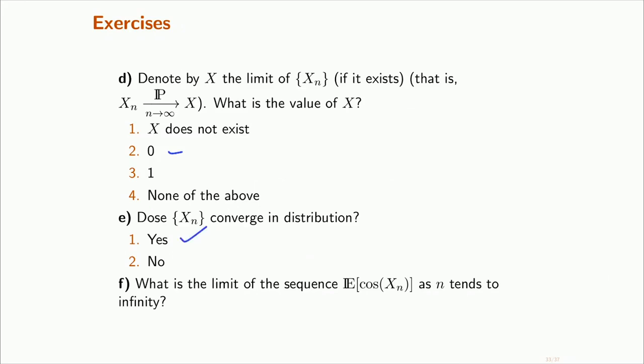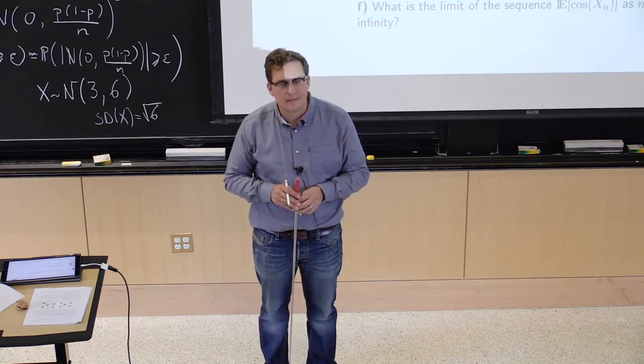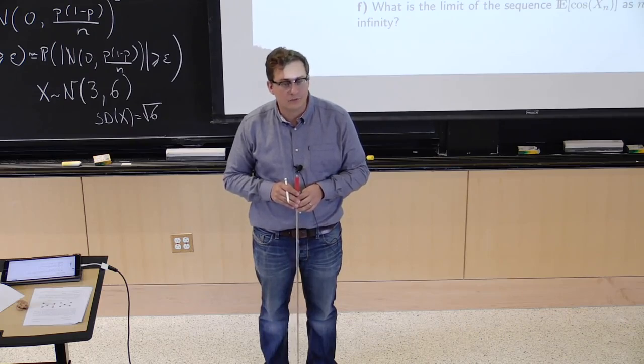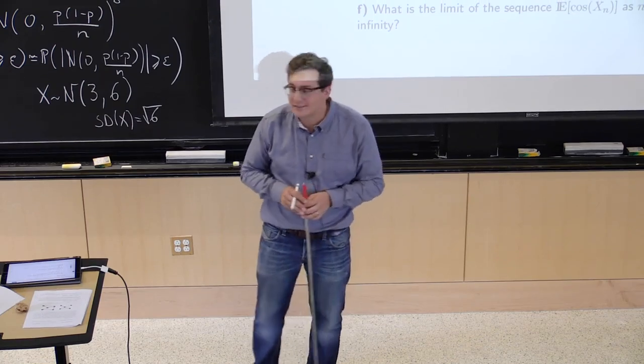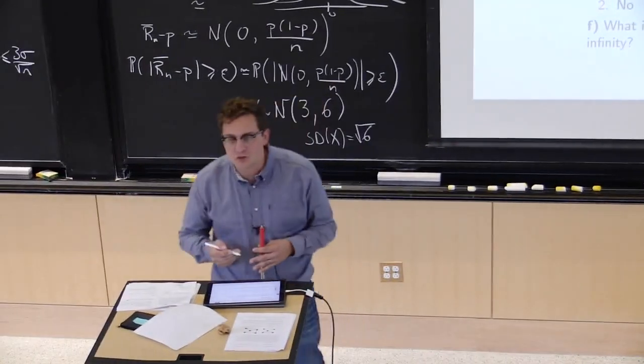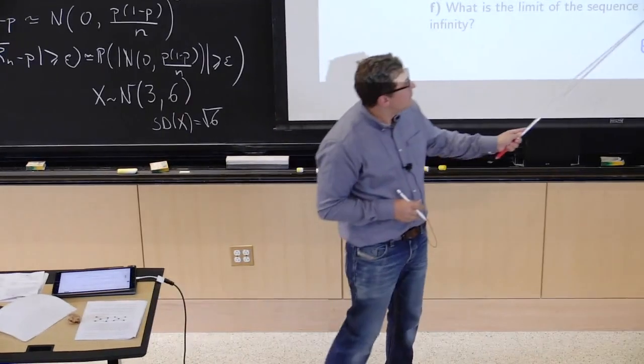What is the limit of the sequence, the expectation of cosine of Xn, as n goes to infinity? What can I say about the function cosine? It's between -1 and 1, so it's bounded. Is it continuous? Yes. So it's bounded and continuous. So I know that by definition of convergence in distribution, this will converge to the expectation of cosine of 0, the limit of Xn, which is 1. There you go.